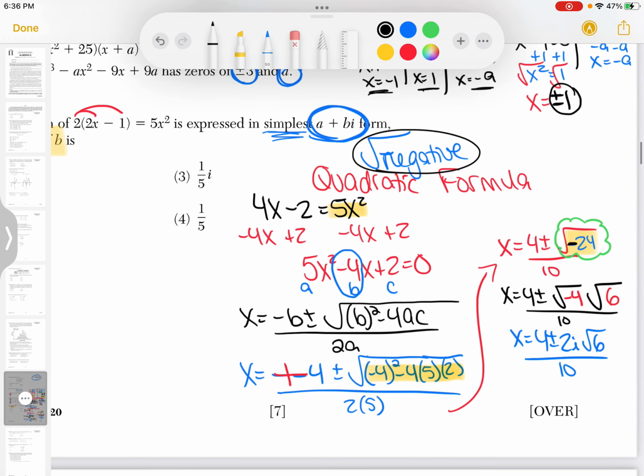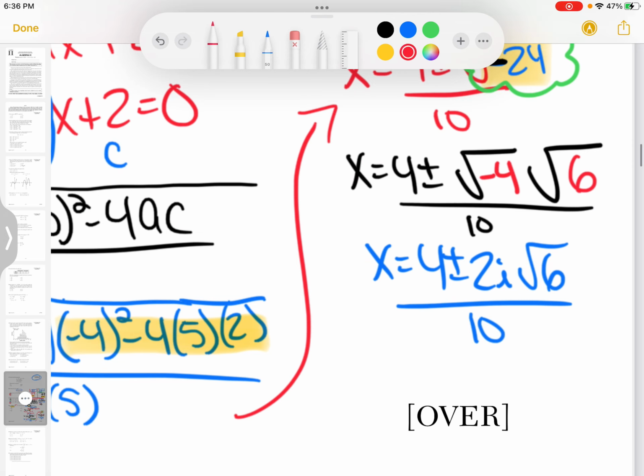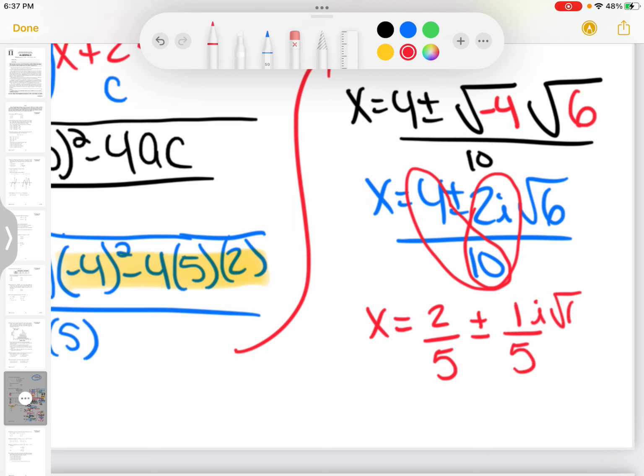Now, to put this into a plus bi form, I need 2 separate terms. I need a and I need bi. So I need to split this up, kind of like we did in class with the bubbles here. This is a, this is bi. So when I simplify this, pause real quick. Okay, 4 divided by 10 is what I'm going to simplify first. That'll get me 2 over 5. Plus or minus 2 over 10 is going to simplify to 1 over 5. That I will carry over, and so will the radical 6.